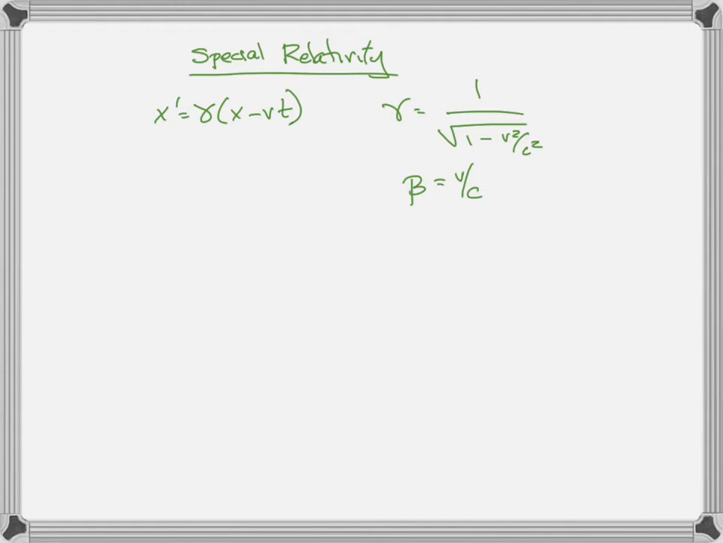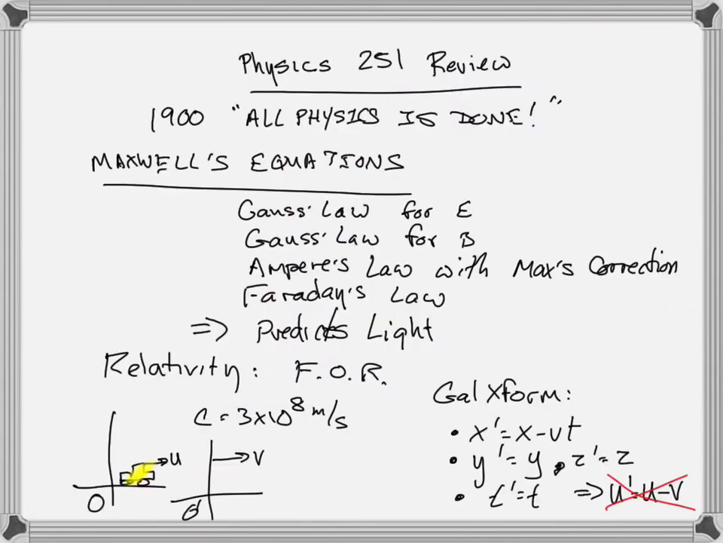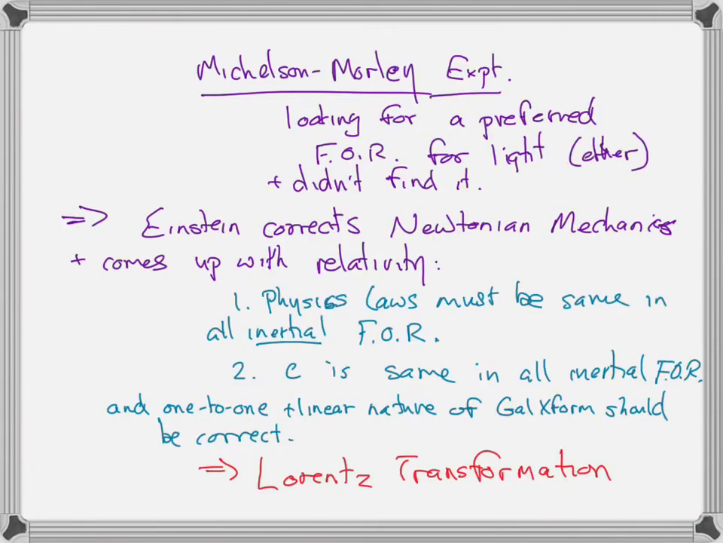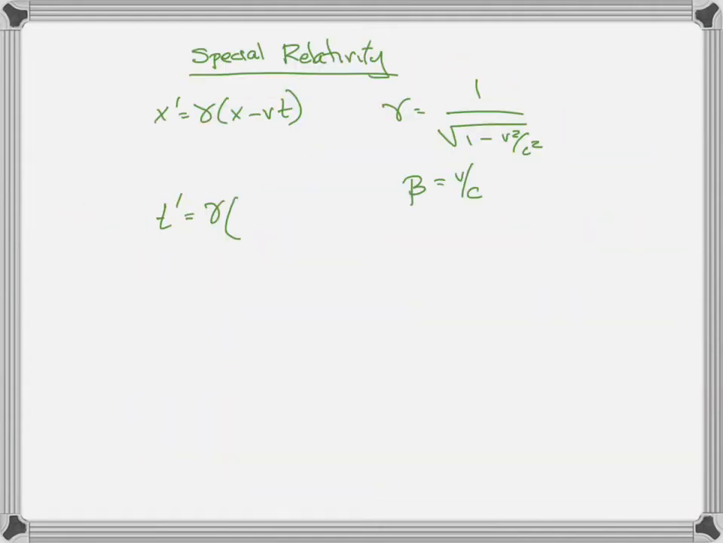But in addition, what comes out of this, and this is particularly a surprise, is that time is no longer absolute. And that's the part of relativity that is kind of unexpected or bizarre. Time is not absolute. So instead of having t prime equal t in the Galilean transformation, if we change frames of reference, time changes.